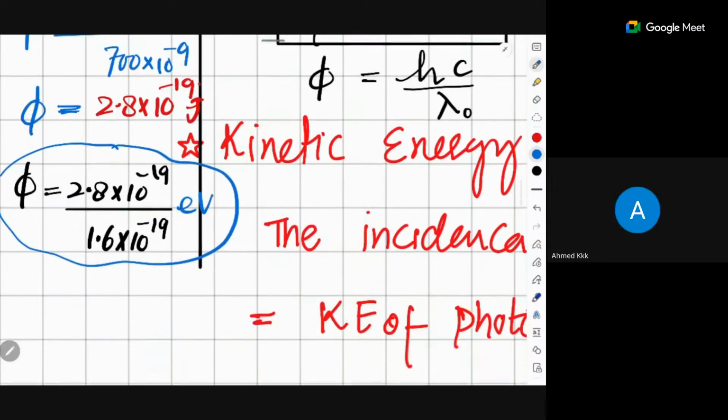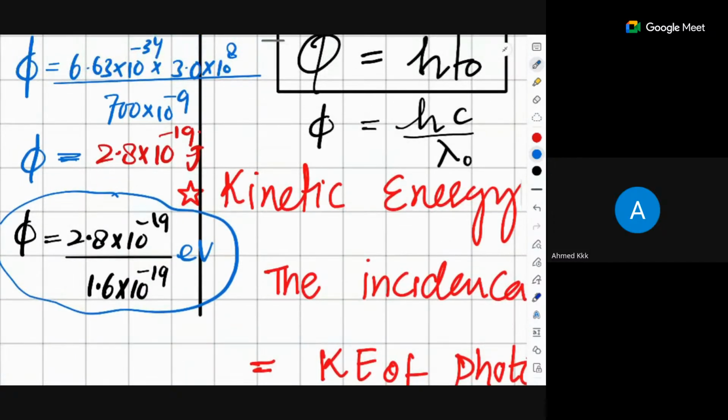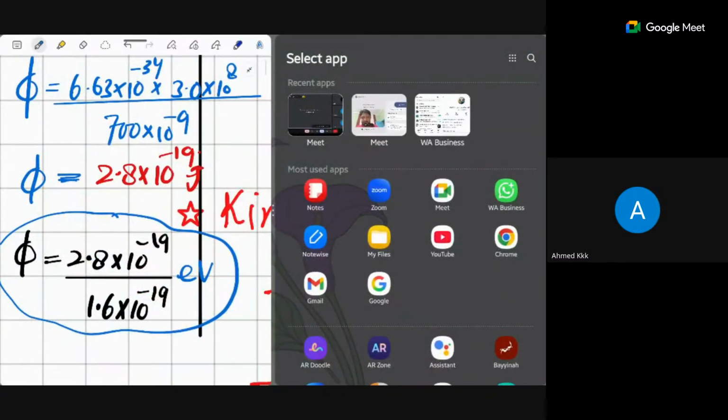Sir, could you please repeat? Yes, I'm saying that the energy here is in the form of joules, right? That energy is in the form of joules.